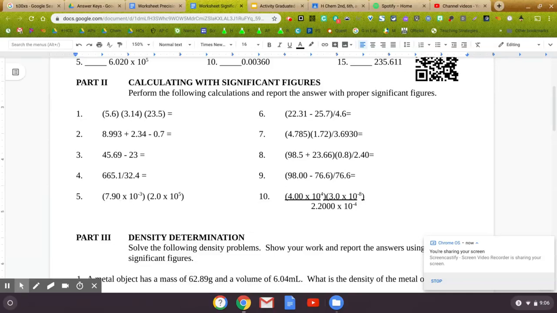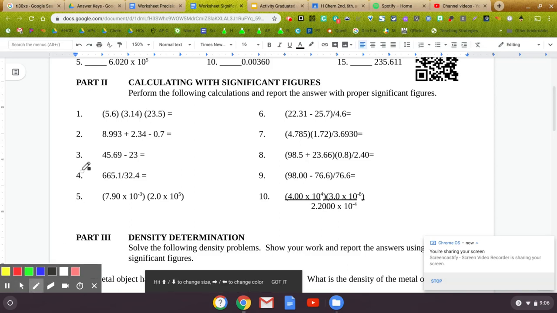Now that we've talked about counting significant figures and you've already learned about the math rules for significant figures, we can start to apply those to actual math problems. So on problem number 1, you look at the math that's going on here. This happens to be only multiplication. And so we need to count the number of significant figures in each of our numbers.